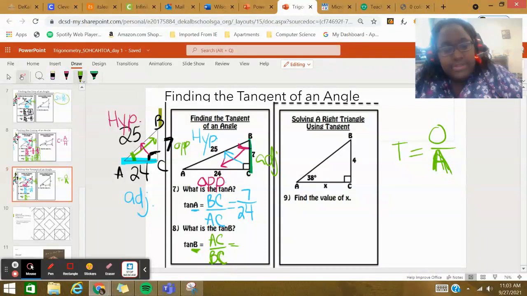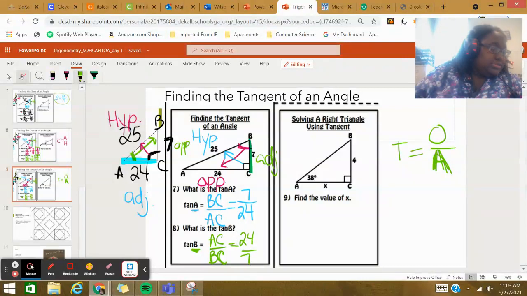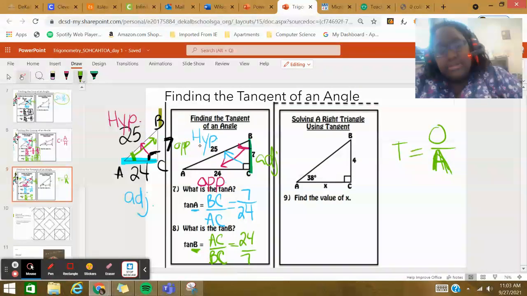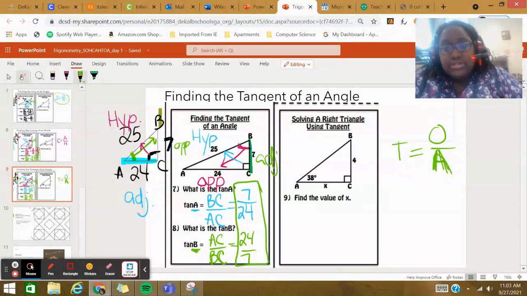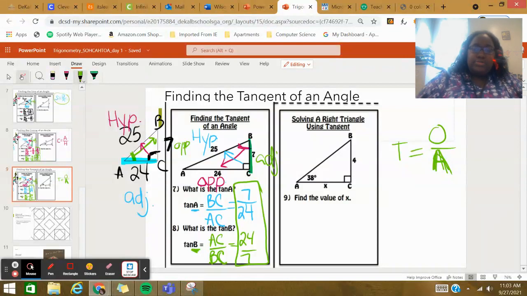And again, from here, I'm just plugging in the values. So AC is 24, and my adjacent side is 7. So in this case, I get 24 over 7. Again, these are my final answers, and you guys are finished. This is how you will simplify and write your trig ratios. And this is why it was important to know how to label the triangle, because you need that in order to write your trig ratios.